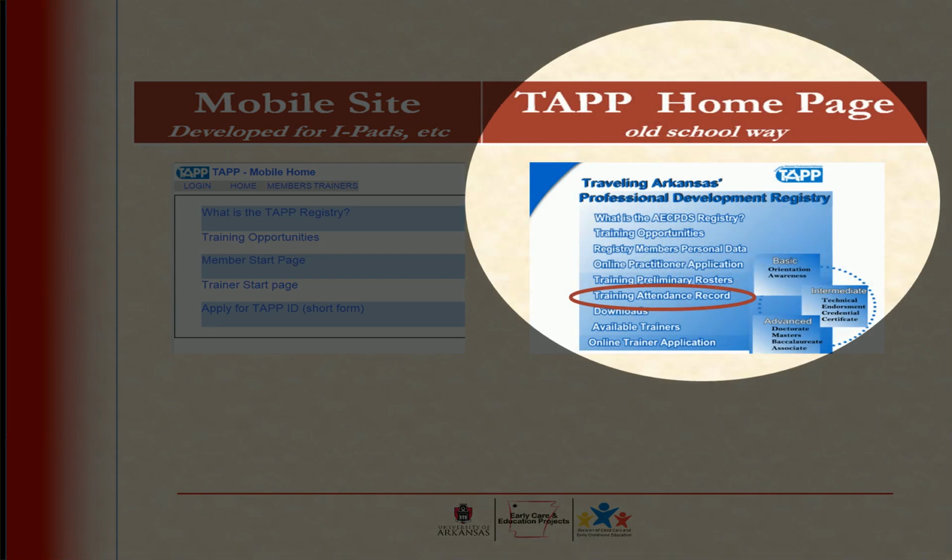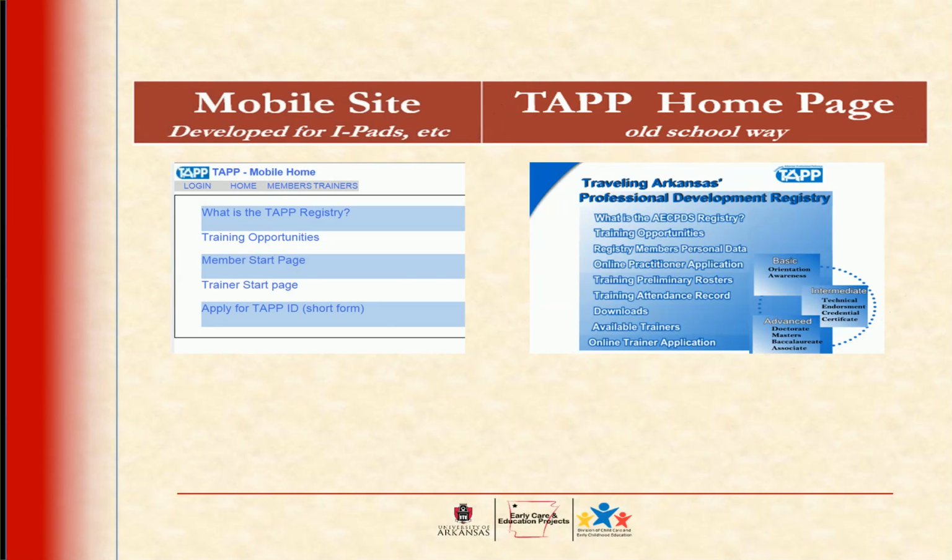The second way to enter attendance is more of an old school way, if you will. If you've been in the early care and education professional development system for many years, you might recall a time when trainers were responsible for entering their training's attendance using a link on the registry's homepage. This method, even though it's not as common as the registry's mobile site is today, is still available as an option. While both have their pros and cons, they're both easy for trainers to use, and it really comes down to a matter of preference.